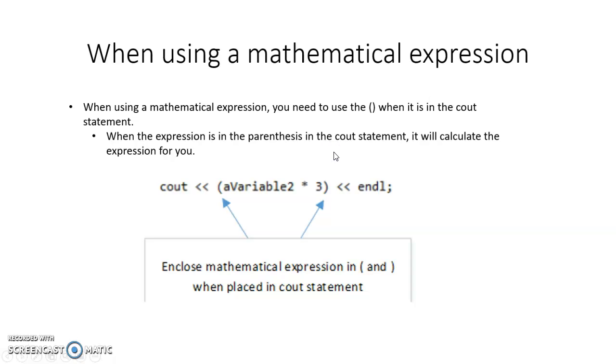Another important thing with calculating in C++ is that you need to use parentheses when you are using the cout statement. When the expression is in the parentheses in the cout statement, it will calculate the expression for you. Just like this: if you have a variable that is named variable times 3, whatever that variable is will be multiplied by 3.